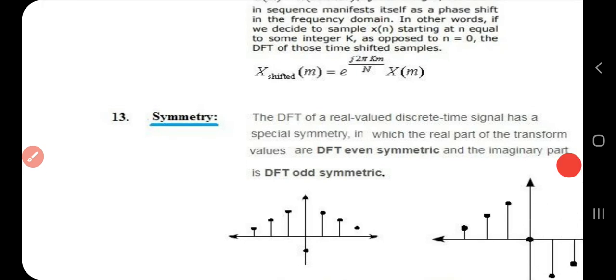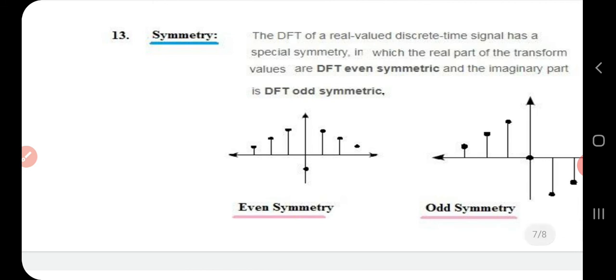Next is the symmetry property. And we know that the DFT of a discrete time sequence will be symmetric sometimes, and that is it will have a real part as well as an imaginary part. The real part can be considered as DFT even symmetric, and the imaginary part can be considered as DFT odd symmetric. So the DFT of a discrete time sequence can sometimes be complex, that is, it can have a real part and an imaginary part. That real part is called DFT even symmetric, and the imaginary part is called DFT odd symmetric. The figure is given below.